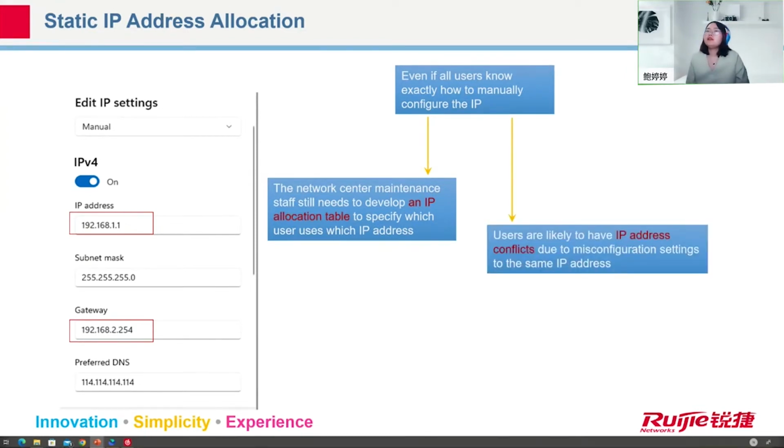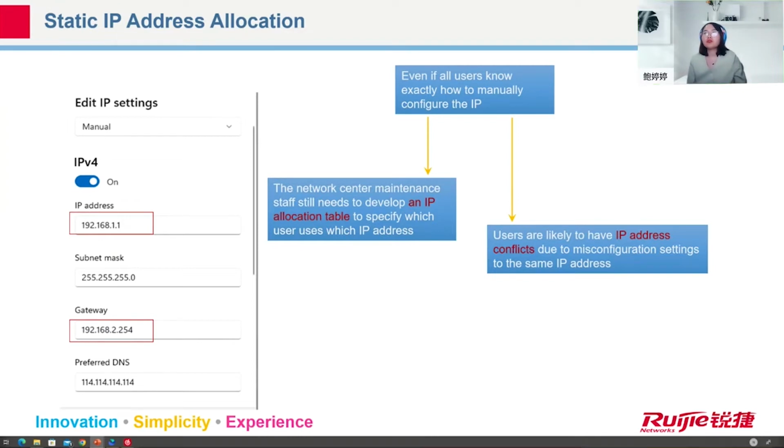Another problem is that users are likely to have IP address conflicts due to misconfiguration, right? If you tell the customer they must set the address to 192.168.101, otherwise they cannot visit the internet.